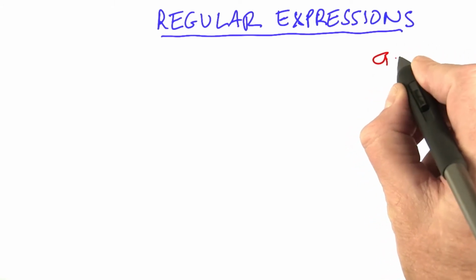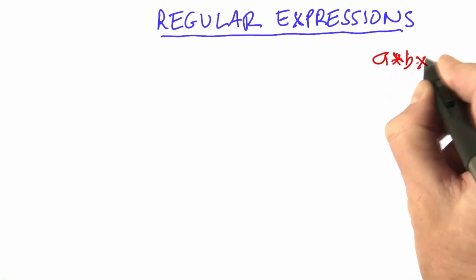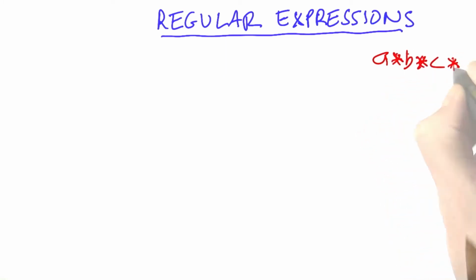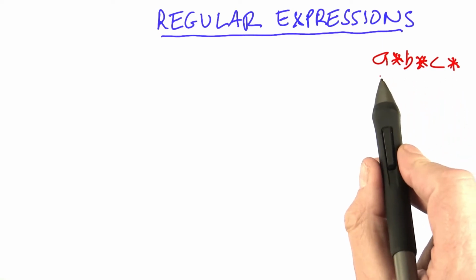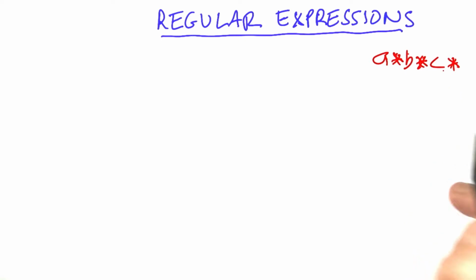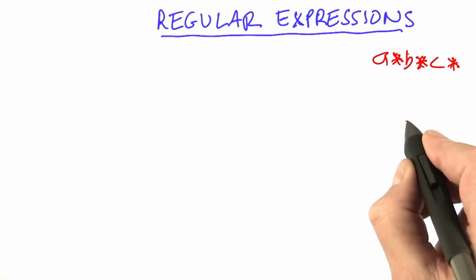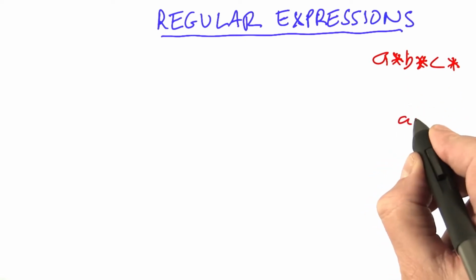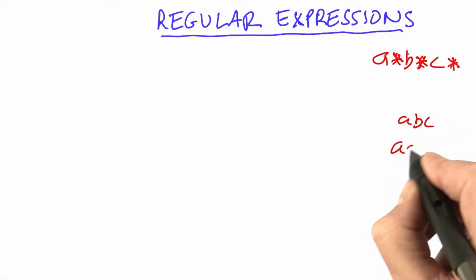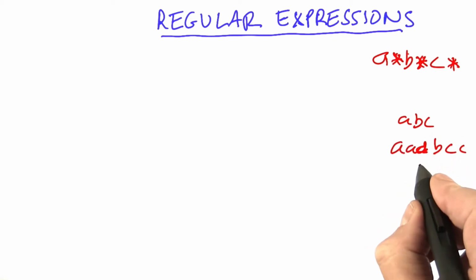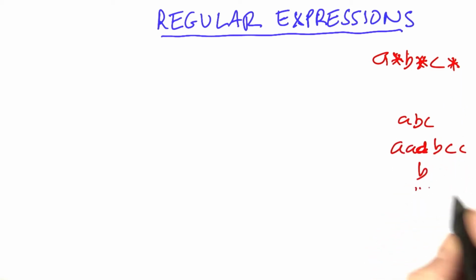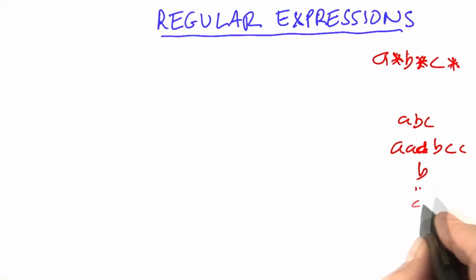So for example, the string A star, B star, C star describes a language, and that language consists of any number of A's followed by any number of B's followed by any number of C's. So elements of this language include the strings A, B, C, A, B, C, C. Stars can be any number, so it could be 0 of them. So say just B would be an example. The empty string all by itself would be an example. C, C, C, C, C would be an example, and so on.